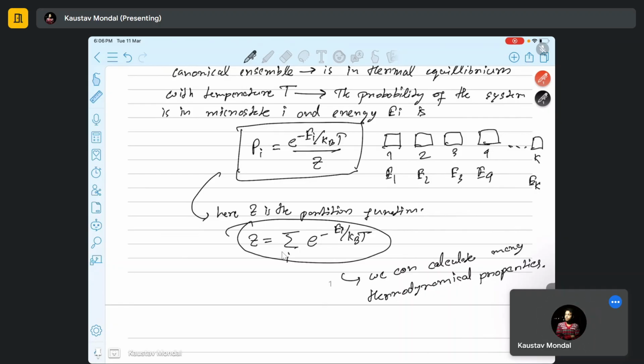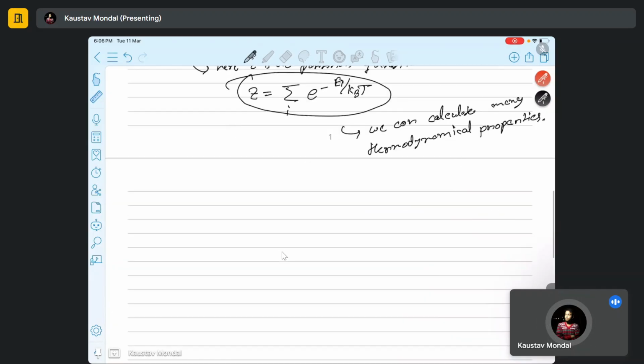Now, in our problem, we are basically asked to find out the pressure. So how to do that? We will start from the free energy. First we will write the Helmholtz free energy.